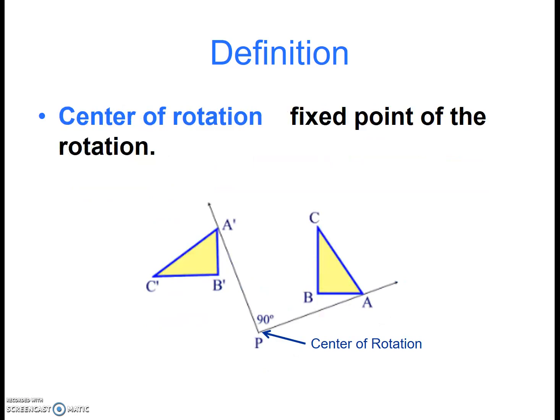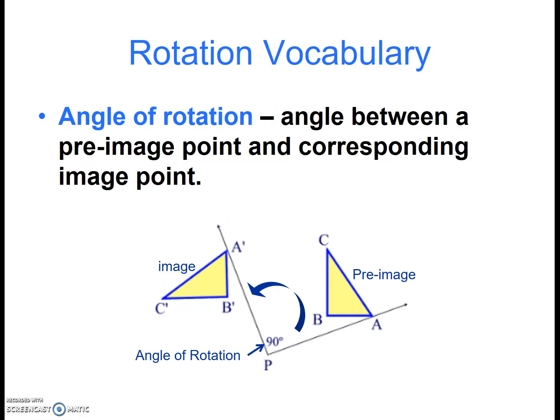Okay, so the center of rotation is that fixed point of rotation. So this point P is our center of rotation. We're going to do a lot of stuff with the origin. And the angle of rotation is the angle between a preimage point and corresponding image point. So when you're identifying this, you can do it between A and A prime. That angle that's formed to the point of rotation here would be the 90 degrees. The same thing should happen if you were to connect from B to that point and B prime to that point, and same thing for C and C prime.